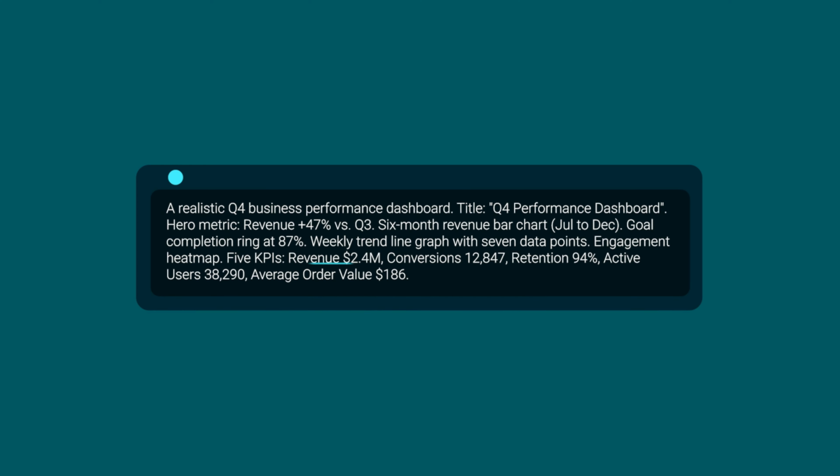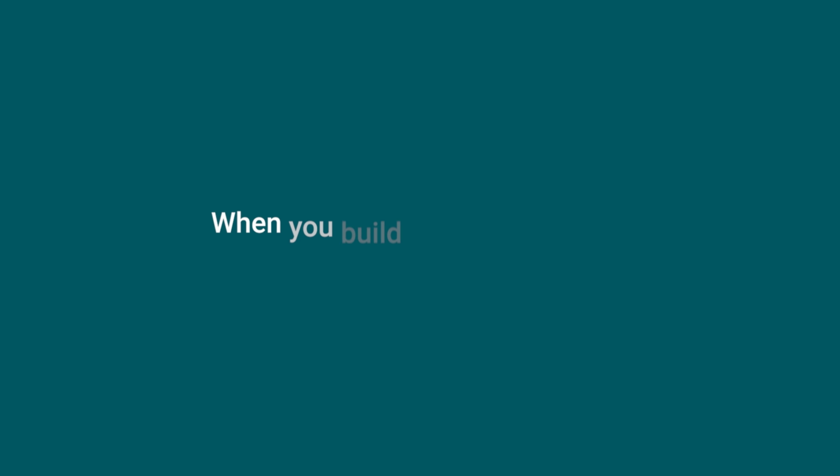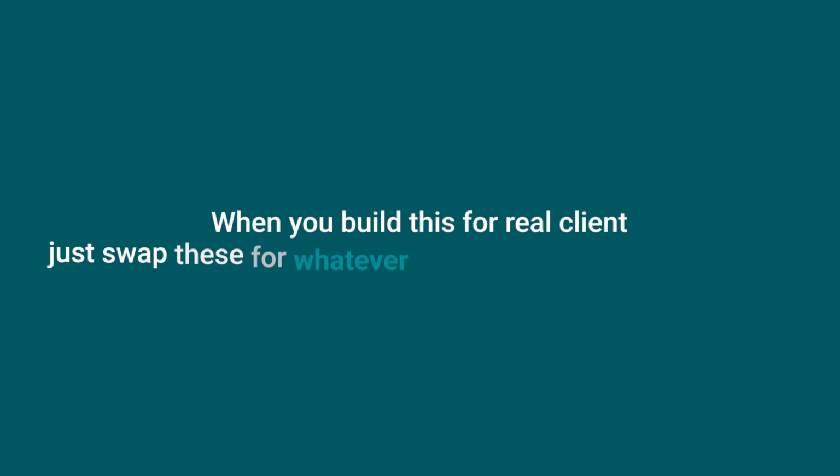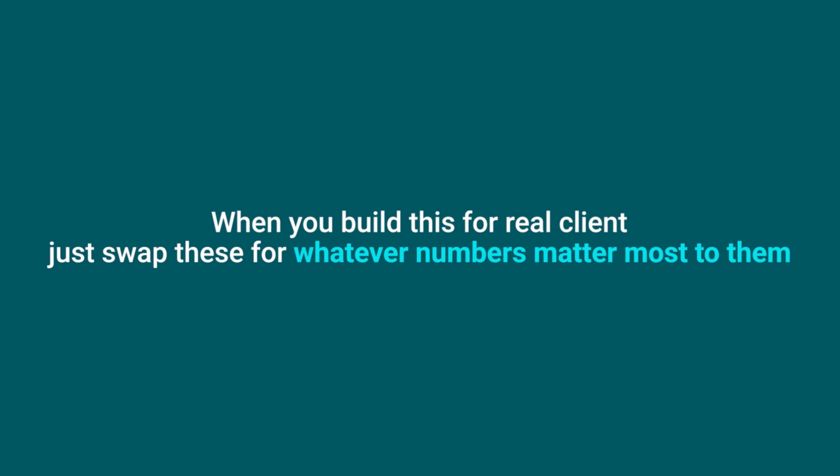For the numbers at the bottom, pick 4 to 6 that each tell a different part of the story. 5 numbers, 5 different questions, and 1 complete picture. When you build this for a real client, just swap these for whatever numbers matter most to them.